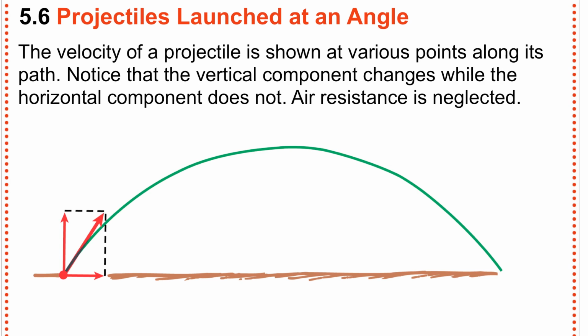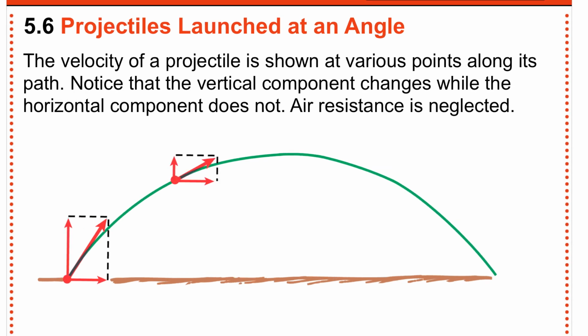So the velocity of a projectile is shown at various points along the path. Notice the vertical component changes while the horizontal doesn't. So the horizontal is going to go this distance, whatever that is. Wherever you see it, the straight across is going to be the same, but the vertical is going to be different based upon gravity acting down. So let's see where it goes. You're going to see that these two are identical, but this is much, much slower because gravity has eaten away that velocity. You had a certain velocity when it started, but since gravity is acting down, it's eating away that velocity and making it slower, slower, slower.